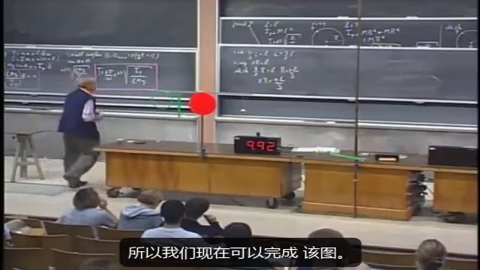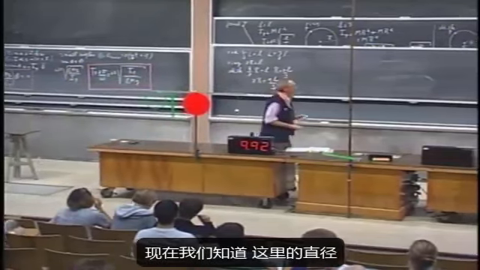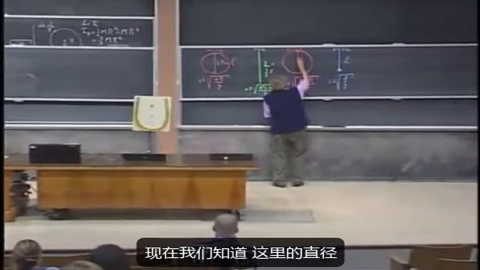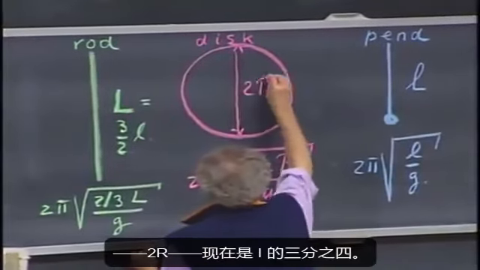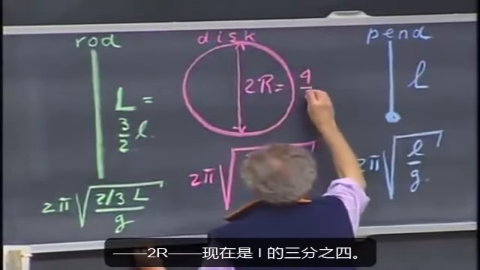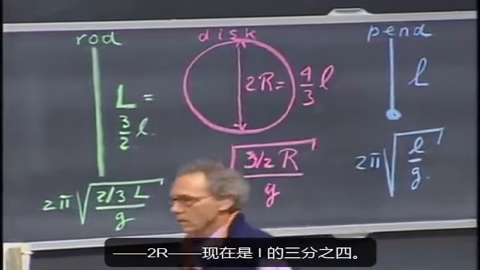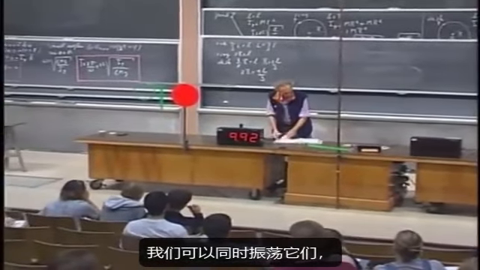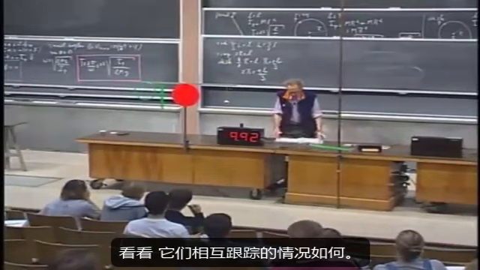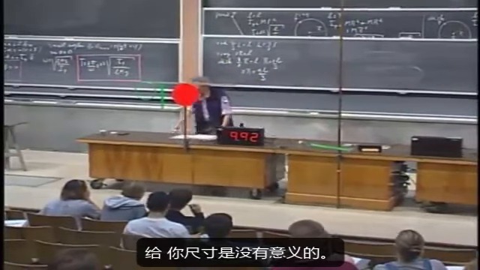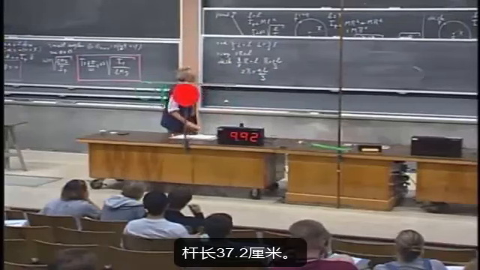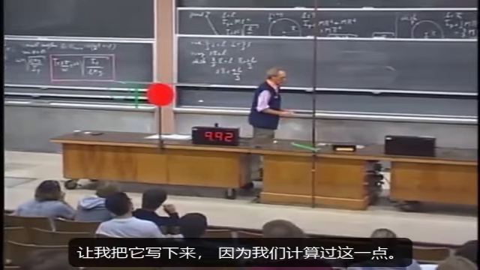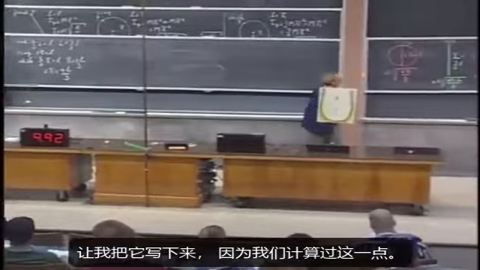And so we can now complete that picture, and we have now that the diameter here, 2r, is now 4/3 times L. And so what we can do now, we can play with them, we can oscillate them simultaneously and just see how well they track each other. There's no sense in giving you the dimensions. The rod was 37.2 centimeters. Let me write that down, because we calculated that.